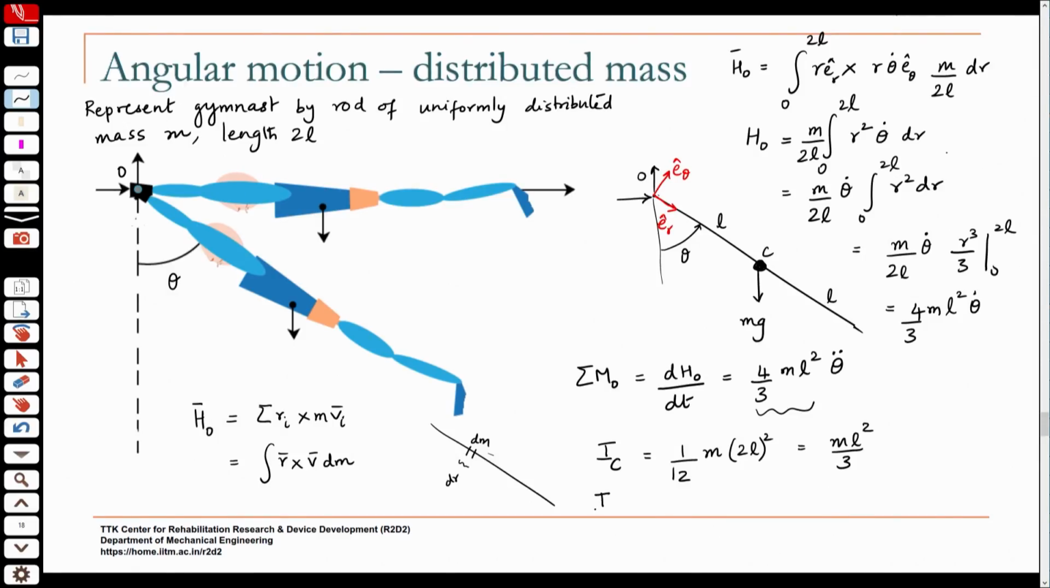Now, the moment of inertia about the point O by the parallel axis theorem is equal to IC plus m times the distance, which here is L square. So, I have ml square by 3 plus ml square, which is 4 by 3 ml square, and theta double dot is my alpha. So, this shows that this is equal to I naught alpha.